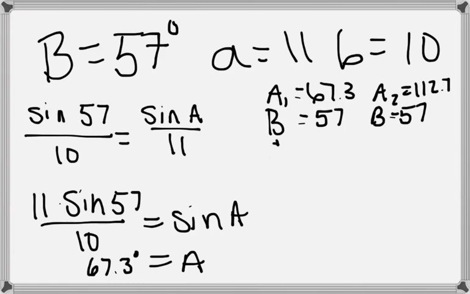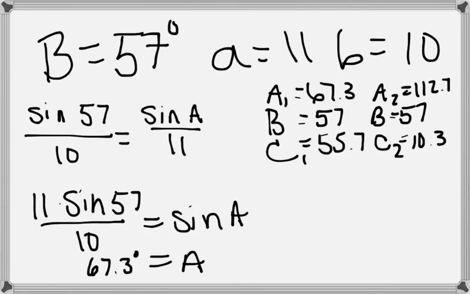How would I find my third angle, C? 180 minus. Easiest part in the entire process. Finding the third angle should always be a give me problem. Okay? So what is it? What's C1? 55.7. And C2? 10.3.